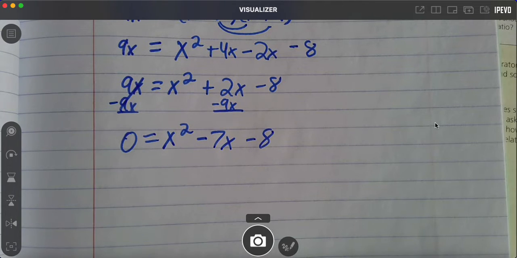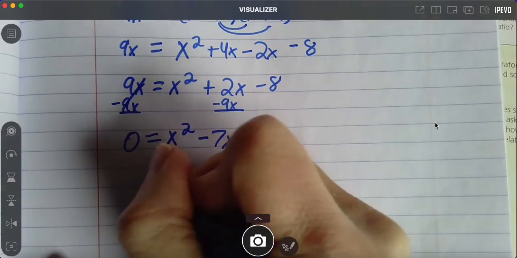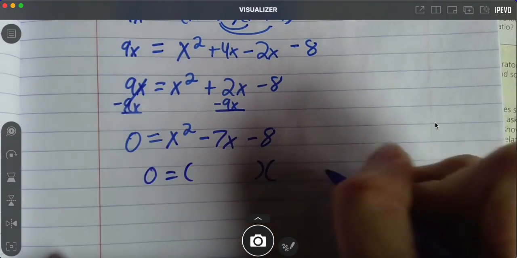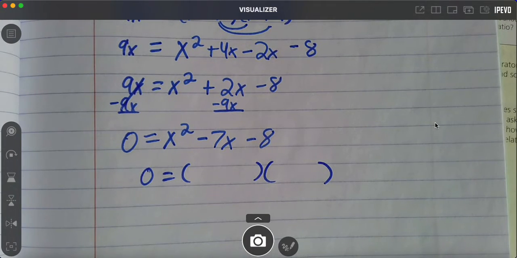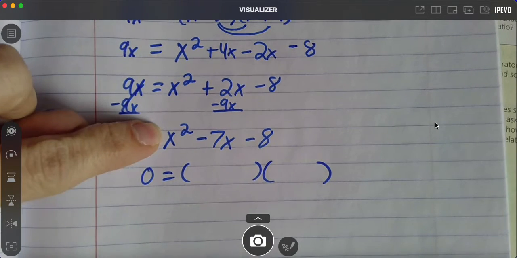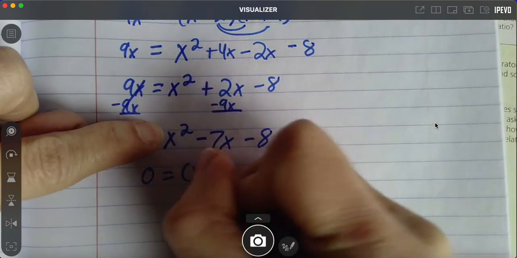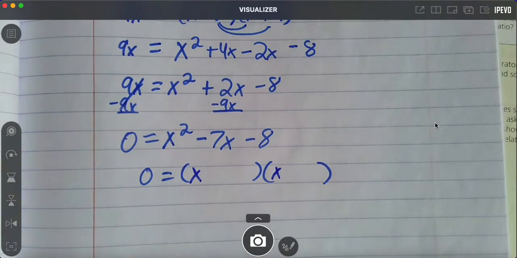Now the factoring part. When we see an x squared, that means 3 terms. One's a squared, one's just the x, and the other is a constant number. We do this thing where we have 2 parentheses. Yes, we remember that? No, we don't. Now, what times what is x squared? X times x. So that's what goes at the front.